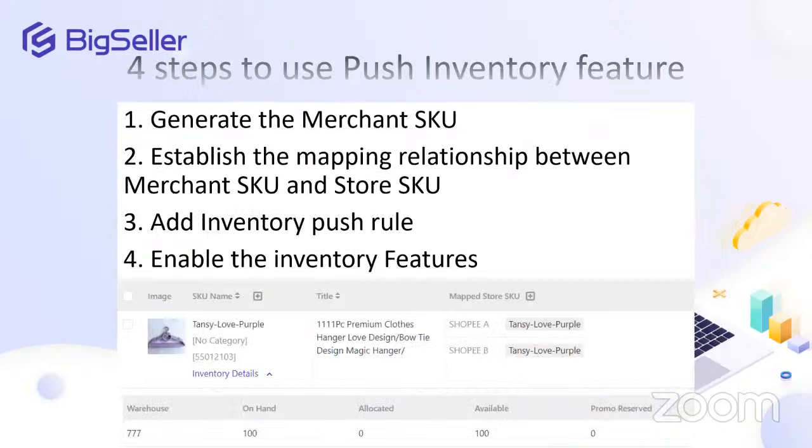Next is our push inventory feature. Actually, the push inventory feature is what we call the sync inventory feature. The concept is the same: create a merchant SKU in Big Seller and then map the store SKU to the merchant SKU. Then the stock of the online shop will follow the stock of the merchant SKU, and our Big Seller inventory will be pushed to your online shop as well.